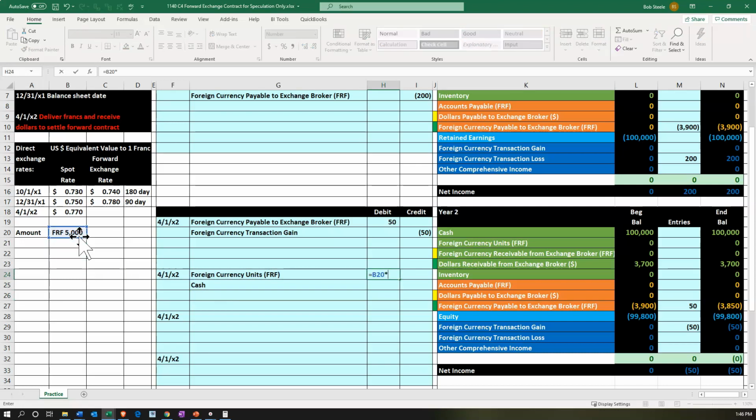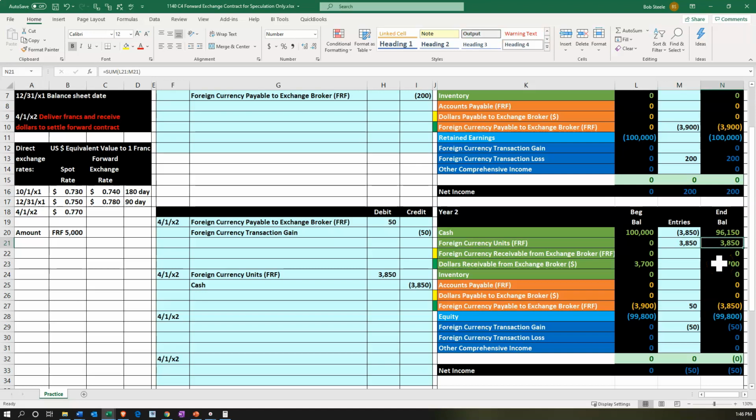So this is going to be equal to the 5,000 francs, that's how many francs we promised to pay, times the current spot rate at 0.77. So there's that 3,850. So 3,850 is our dollars worth of 5,000 francs as of the current date, which happens to be at this point in time, if you check your watch, 41x2. All right, so then we're going to say the units over here have gone up by $3,850 worth of units. And then we're going to say the cash is going down. So now we have our francs on the book. This represents the $3,850 worth of the 5,000 francs that we're actually holding on to. This represents the $3,850 worth of the 5,000 francs that we owe.